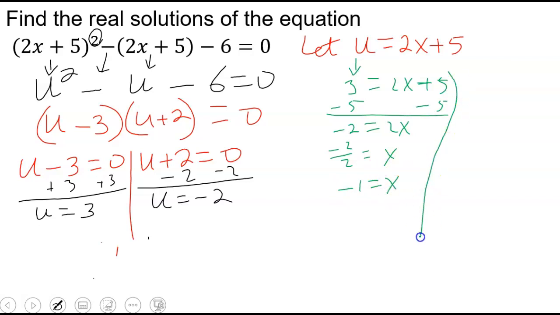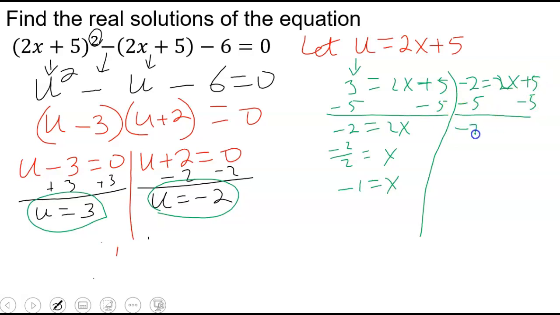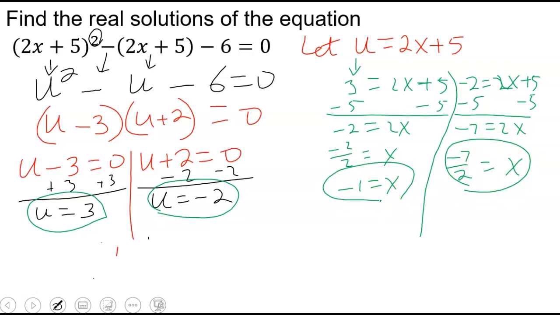So we do the same thing for u equals -2. So we have to do both of them. So it's -2 equals 2x plus 5. So if we subtract 5 from both sides, we get -7 equals 2x. So divide both sides by 2, we get x, and that will be our answer.